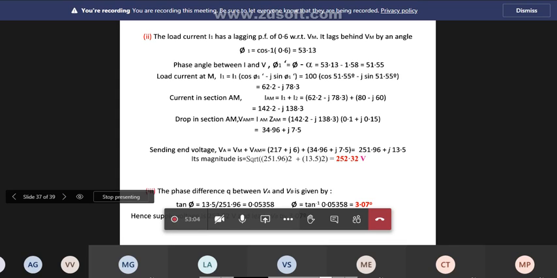The value is 252.32. The phase angle is tan inverse of 13.5 by 251.96, that is tan inverse of 0.05358, that is 3.07 degrees. Therefore the sending end voltage is 252.32 with phase angle 3.07 degrees.